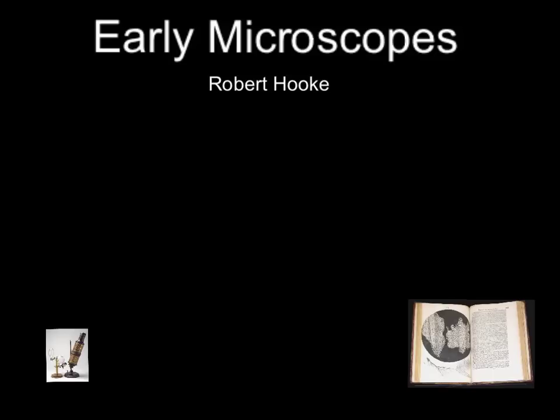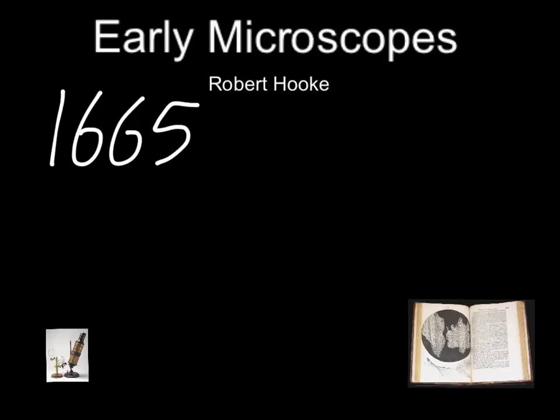It's appropriate to begin our discussion about cells with some of the early scientists that were involved in microscopes and some of the early discoveries revolving around cells. The first guy we need to talk about is Robert Hooke. He's an English scientist who is making his big discoveries in 1665, and he's actually the one who ends up coining the term cells for us.